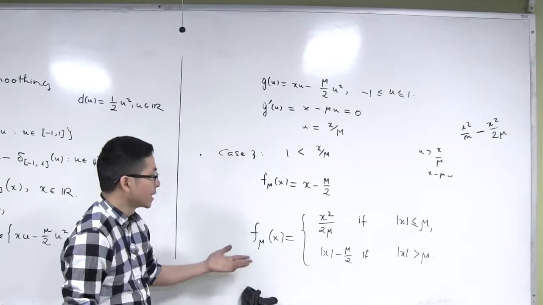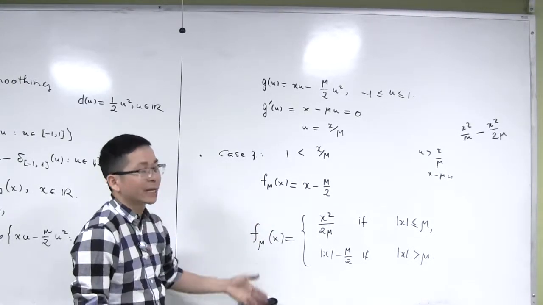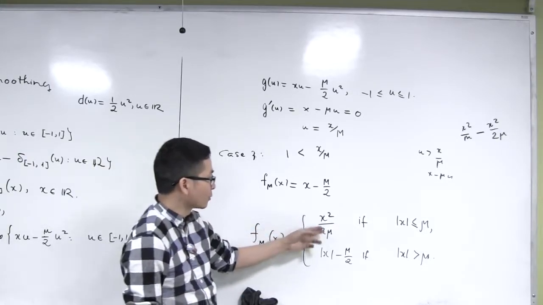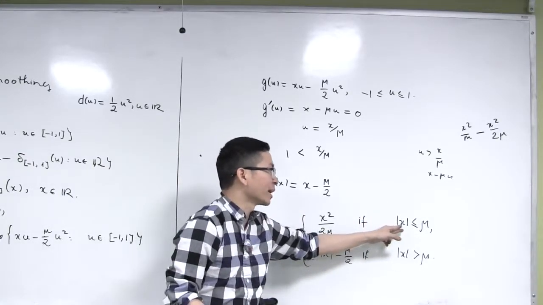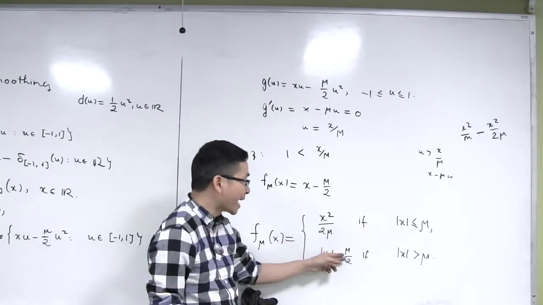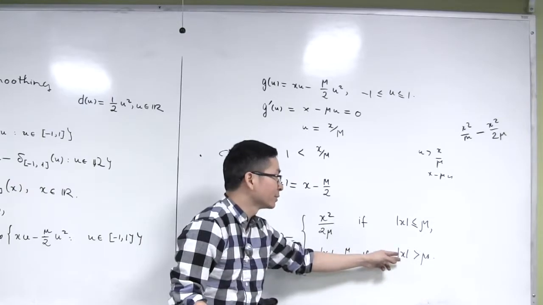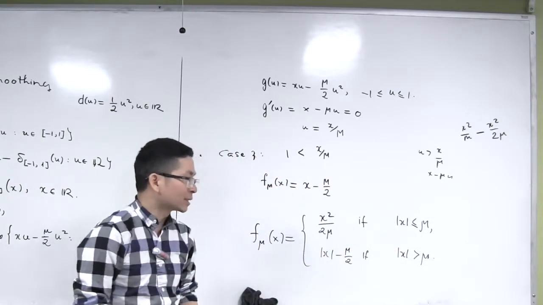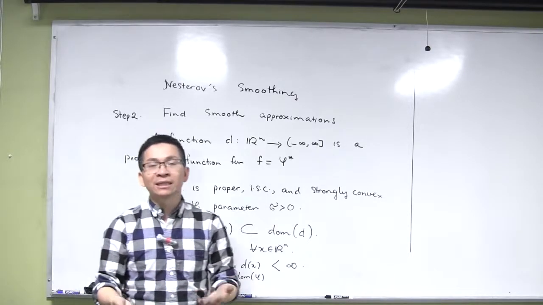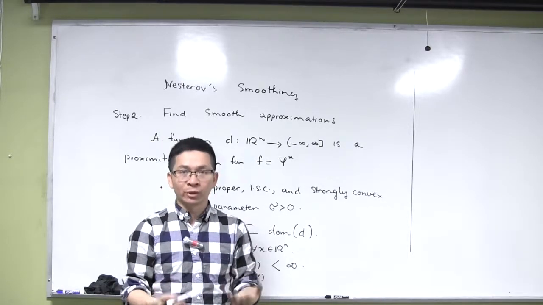We can also see that f of mu can be represented in a simpler form. F of mu of x is equal to x squared over 2 mu if the absolute value of x is less than or equal to mu. And it's the absolute value of x minus mu over 2 if the absolute value of x is greater than mu. Now I am going through the second step of Nesterov smoothing.